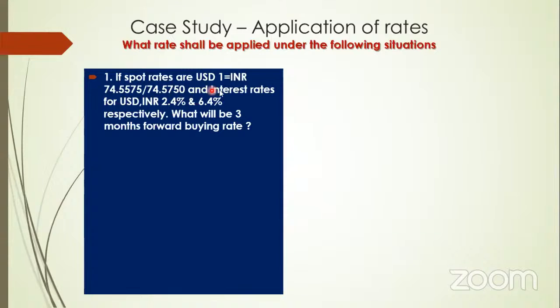And again, forward rates will be a little different from spot rates. Either they will increase or decrease, either at a premium or at a discount. How to know whether it is at premium or discount? You have to go to the interest rates, because the interest rate differential becomes the base for forward margins. Dollar is 2.4, Indian rupee is 6.4. Now the difference is 4%. Our INR is having more interest, and the dollar is having a lower rate of interest.